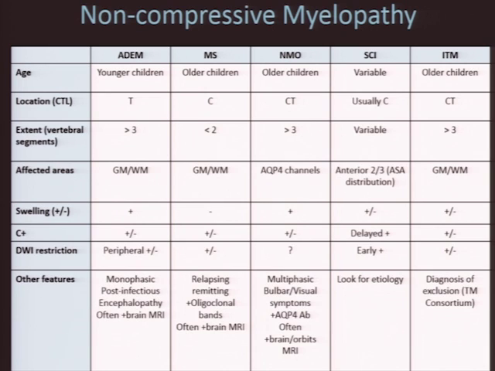So I've made this little chart, and I've written some discriminators that we can look at in an attempt to differentiate these different entities. There are no hard and fast rules, and every case certainly does not fit into a nice little box. But at least it offers just a guideline.